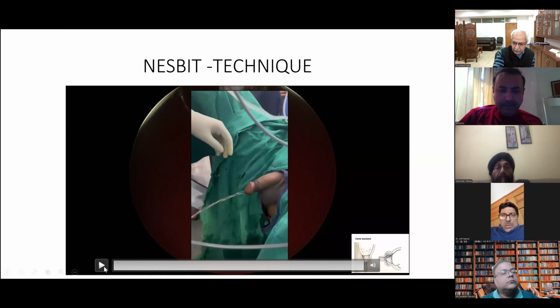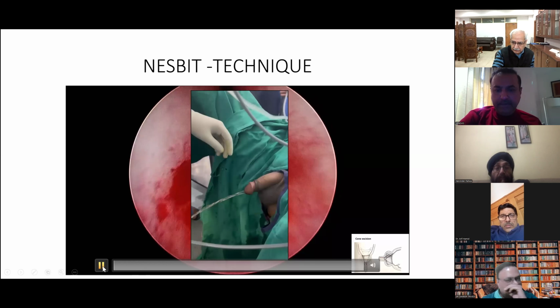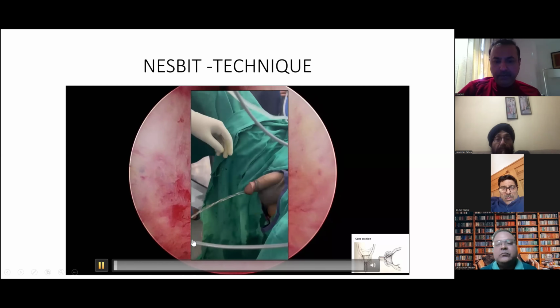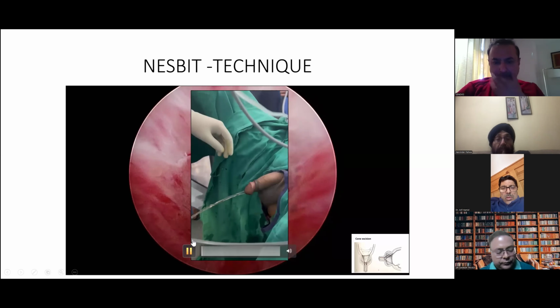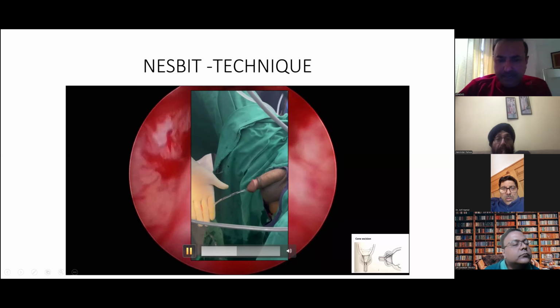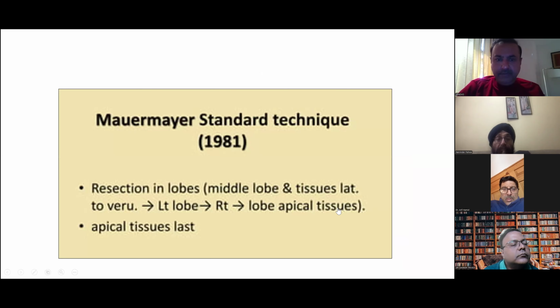And once you have removed the scope, this is the type of stream you would like to see: a patient voiding in a nice stream and hardly any color to the urine itself.